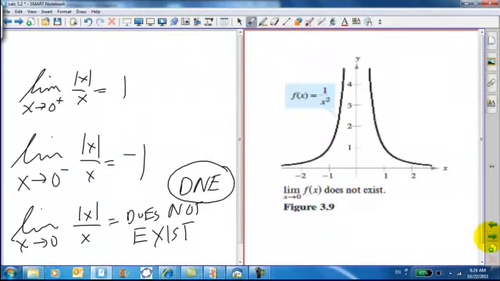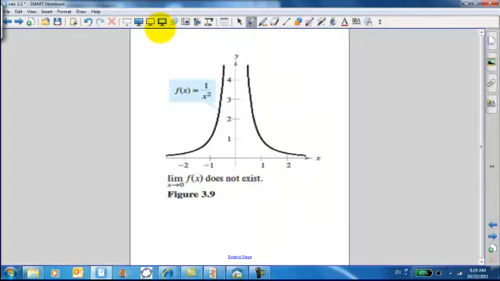Now here's another case where the limit does not exist. The function has a vertical asymptote here at x equals 0. But also, we see that the limits don't exist because they're not getting closer and closer to a fixed number. So the limit as x approaches 0 of f of x does not exist.